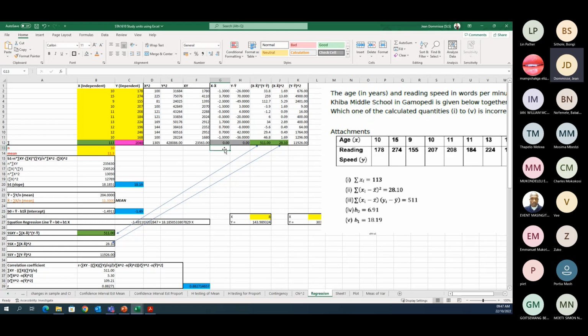We haven't seen it in any questions, but the sum of x minus the mean is always 0, and the sum of y minus the y mean is always 0. It is when you take it to the power of 2 that it will not be 0. So for this one, it was xi minus x, so it is basically that to a power of 2. That answer is 28.1.